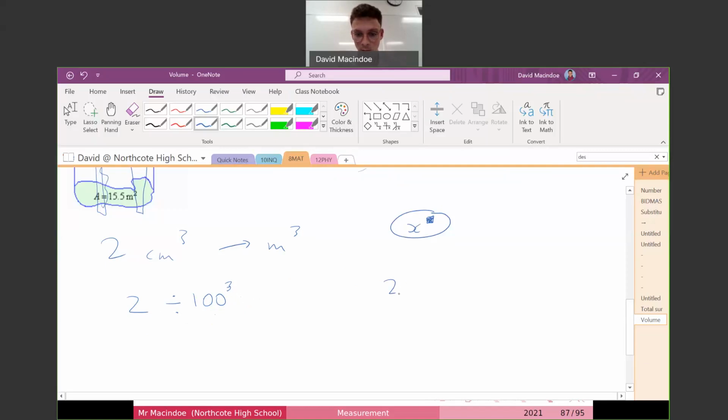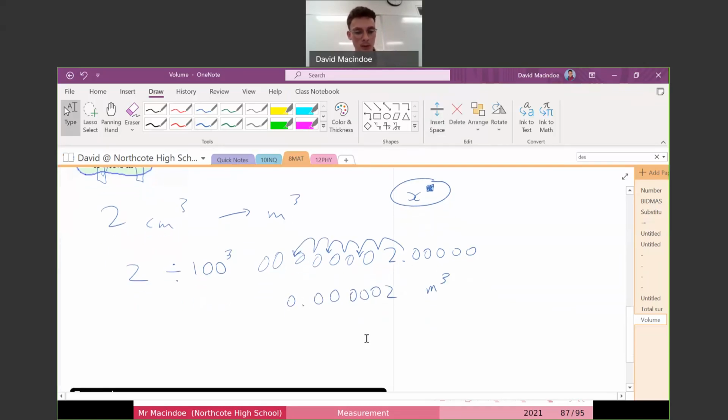So if I have 2, I'm just going to write lots of zeros either side. Normally there's a decimal point there if you've just got 2. If you divide by 100, you go once, twice, and you're here. We've got to do it 3 times because we're dividing by 100 cubed. So we go again, and we go again. And so there we have it. It's 0.000002 meters cubed. So we can see you need a lot of centimeters cubed to fill up just 1 meter cubed.